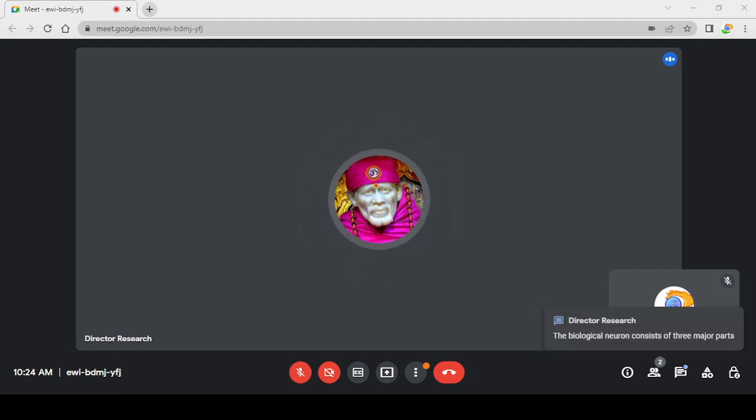Biological neurons consist of three major parts. The first part is the soma, or cell body. It contains the cell nucleus, and in general, processing occurs here.